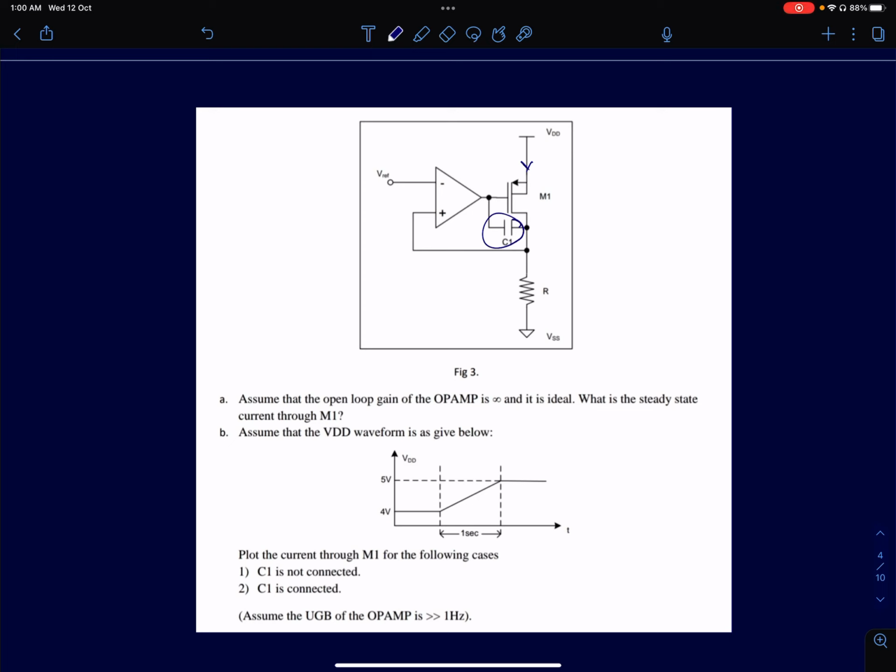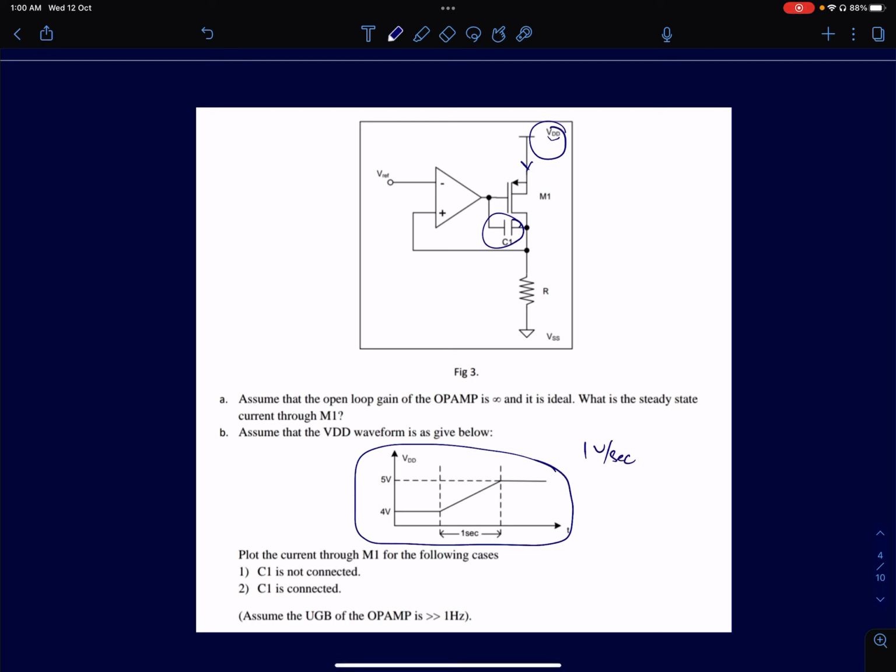Now, in both these cases, what they are doing in the circuit is varying the supply voltage VDD, and the variation is shown here. The supply voltage is changing from 4 volt to 5 volt in a duration of 1 second. So the slope dV by dt is just 1 volt per second.